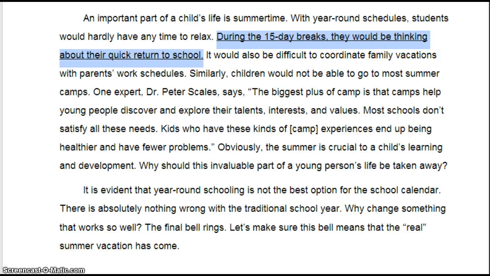On your own paper, I want you to look and see if you can find evidence. There is no evidence in this part. A good type of evidence to put here would maybe be some expert testimony, maybe some students who had experienced year-round school, a quote from a student, or an example from your own personal experience. But there is no evidence for that.